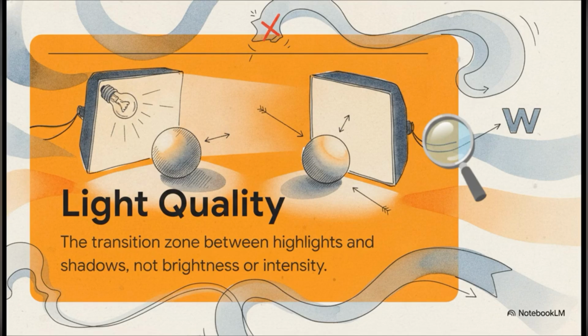So right out of the gate, we've got to debunk a massive myth. When people hear the phrase light quality, they almost instinctively assume we're talking about brightness, right? They think a hard light is just a really bright one, and a soft light is a dim one. But actually, that's completely false. As you can see with the transition zone highlighted here, light quality is strictly about the edge where light meets dark. It is entirely about the softness and contrast of that specific edge. It has absolutely nothing to do with how many watts your light is pumping out.